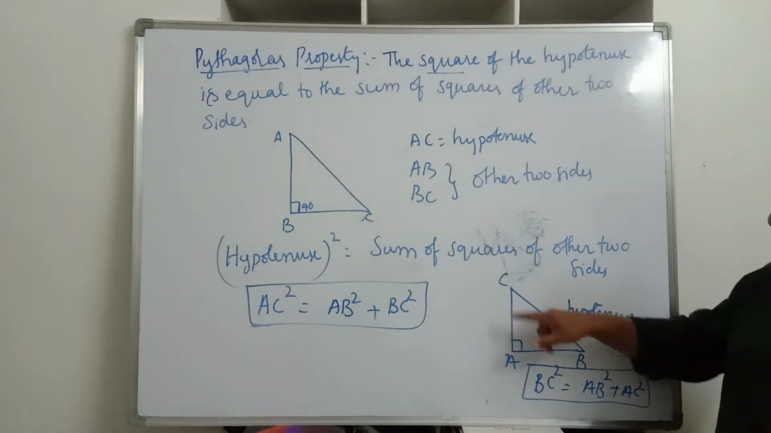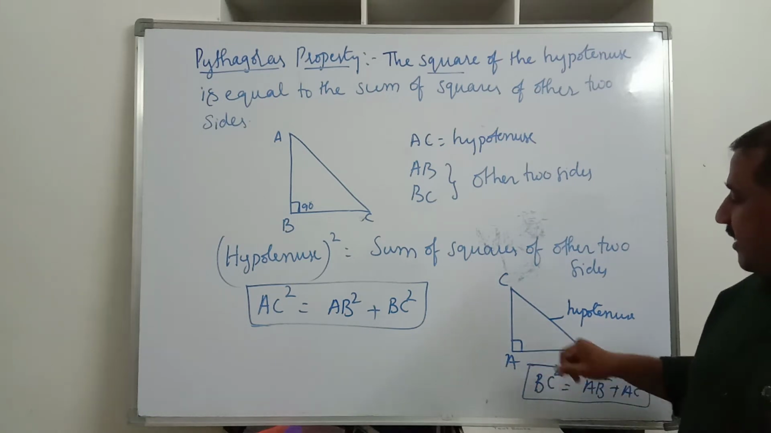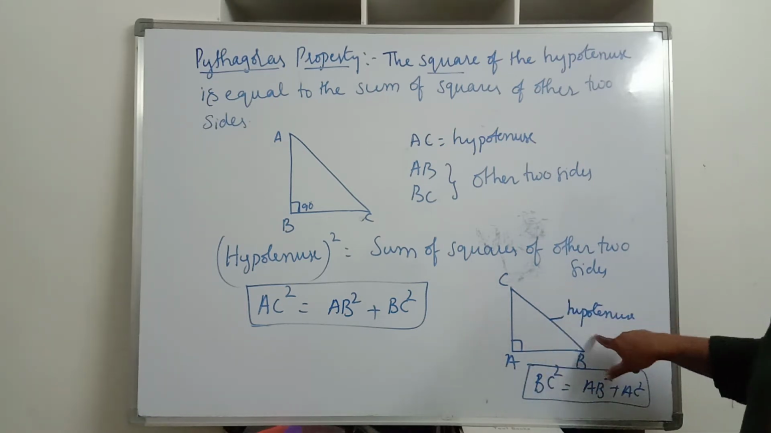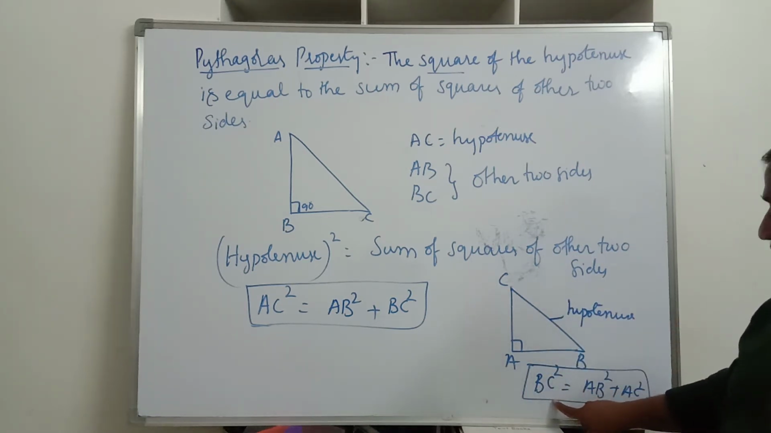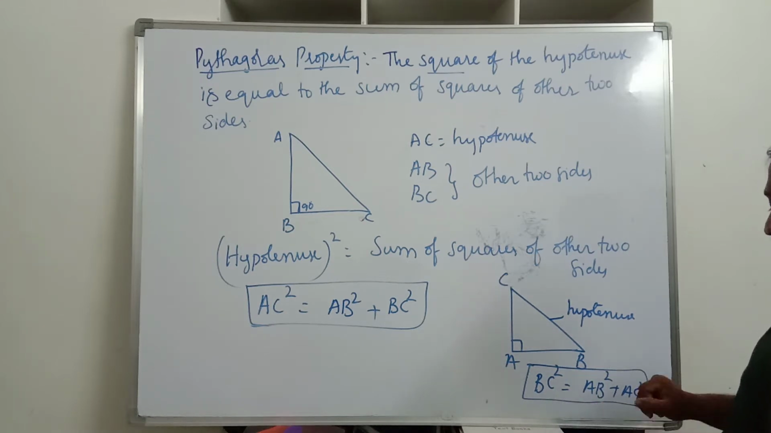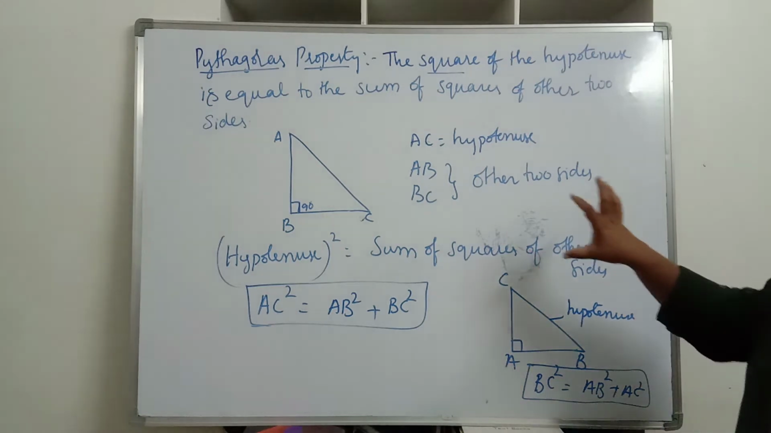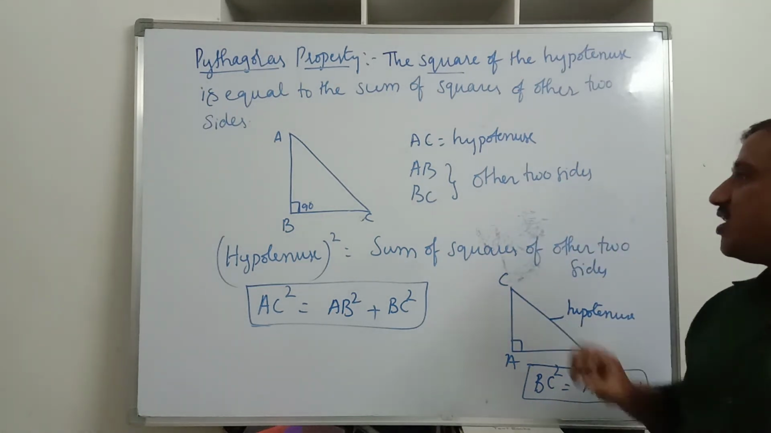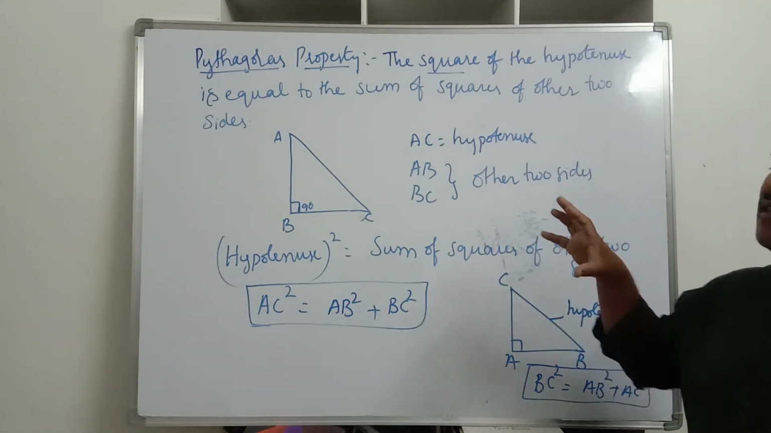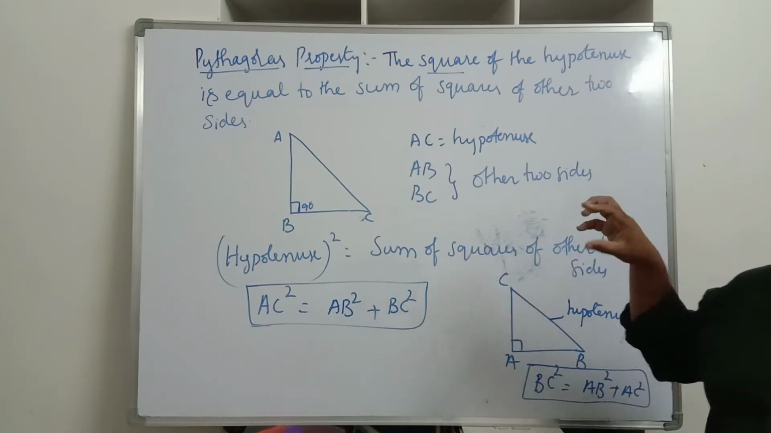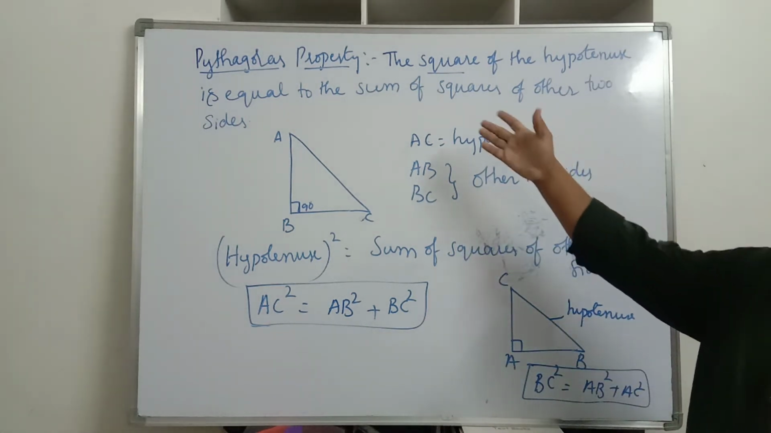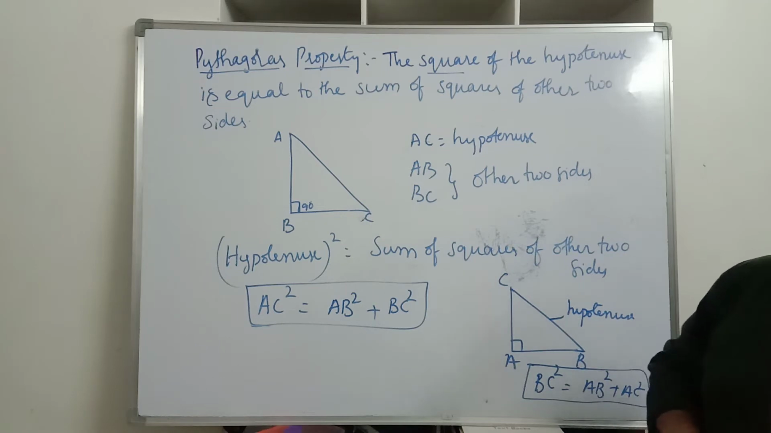If we consider triangle ABC in which angle A is 90 degrees, then BC is the hypotenuse, which is BC square is equal to AB square plus AC square. So this relationship is a relationship between the hypotenuse and the other two sides. That statement, that property, is Pythagoras property.